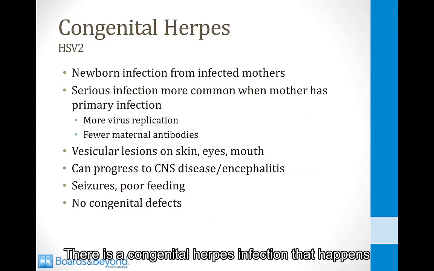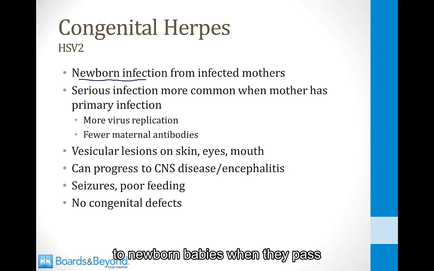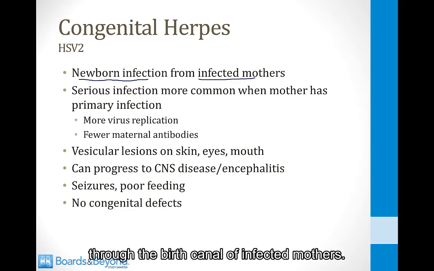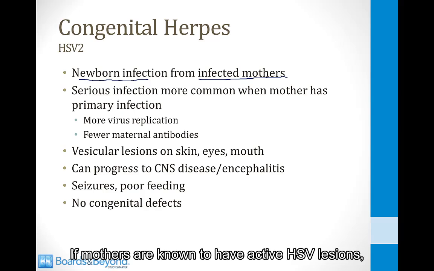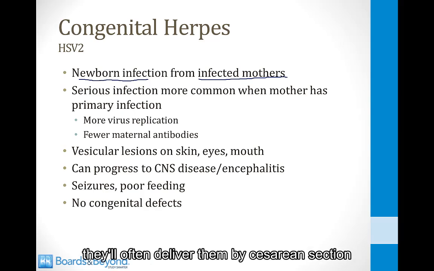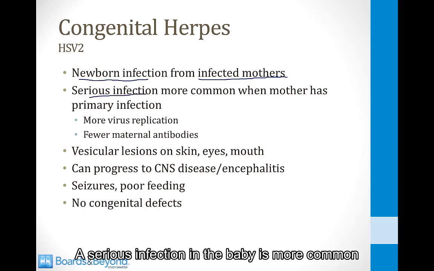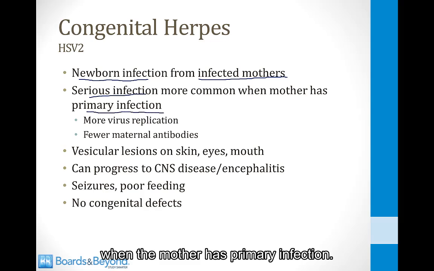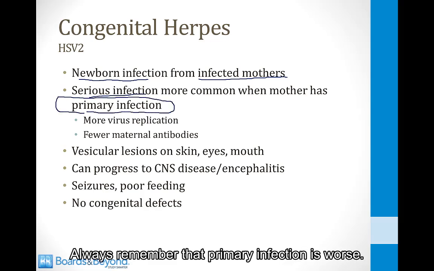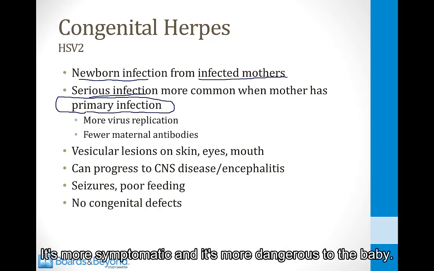There is a congenital herpes infection that happens to newborn babies when they pass through the birth canal of infected mothers. If mothers are known to have active HSV lesions, they'll often deliver them by cesarean section to avoid exposure. A serious infection in the baby is more common when the mother has primary infection. Always remember that primary infection is worse. It's more symptomatic and it's more dangerous to the baby.